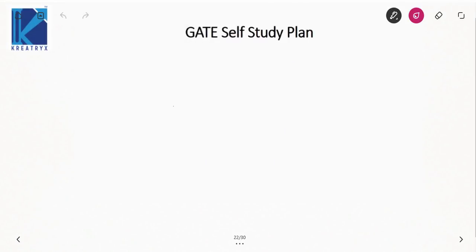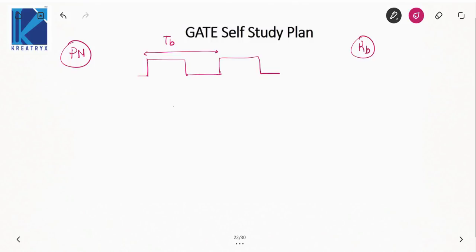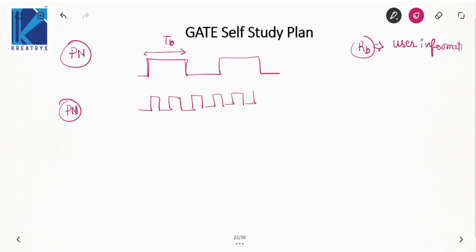Now let us have a look at what a pseudo random code is. This was our message signal which we want to transmit. Now the duration of this signal was TB, or let me call that the bit rate is RB. So this duration is TB, and the bit rate or the information rate for the user information is RB. Now the pseudo code which is being mixed with this signal will look like this, and the duration of this will be TC.